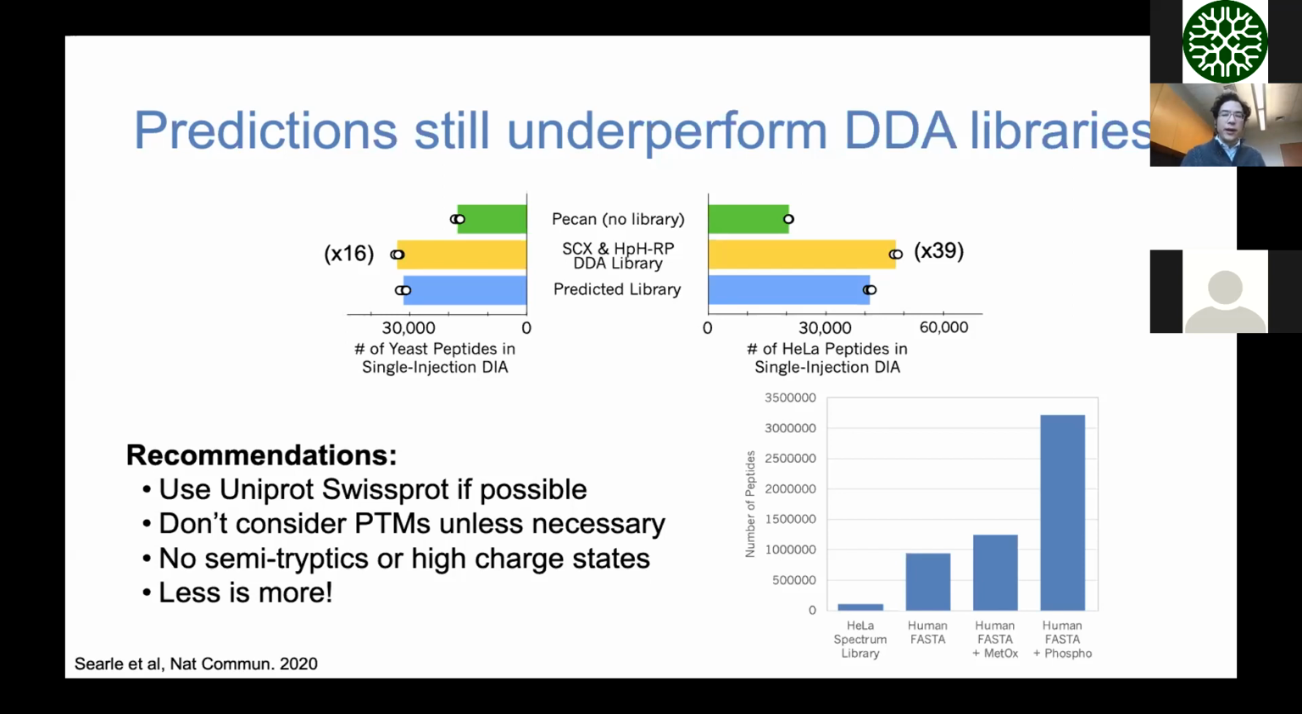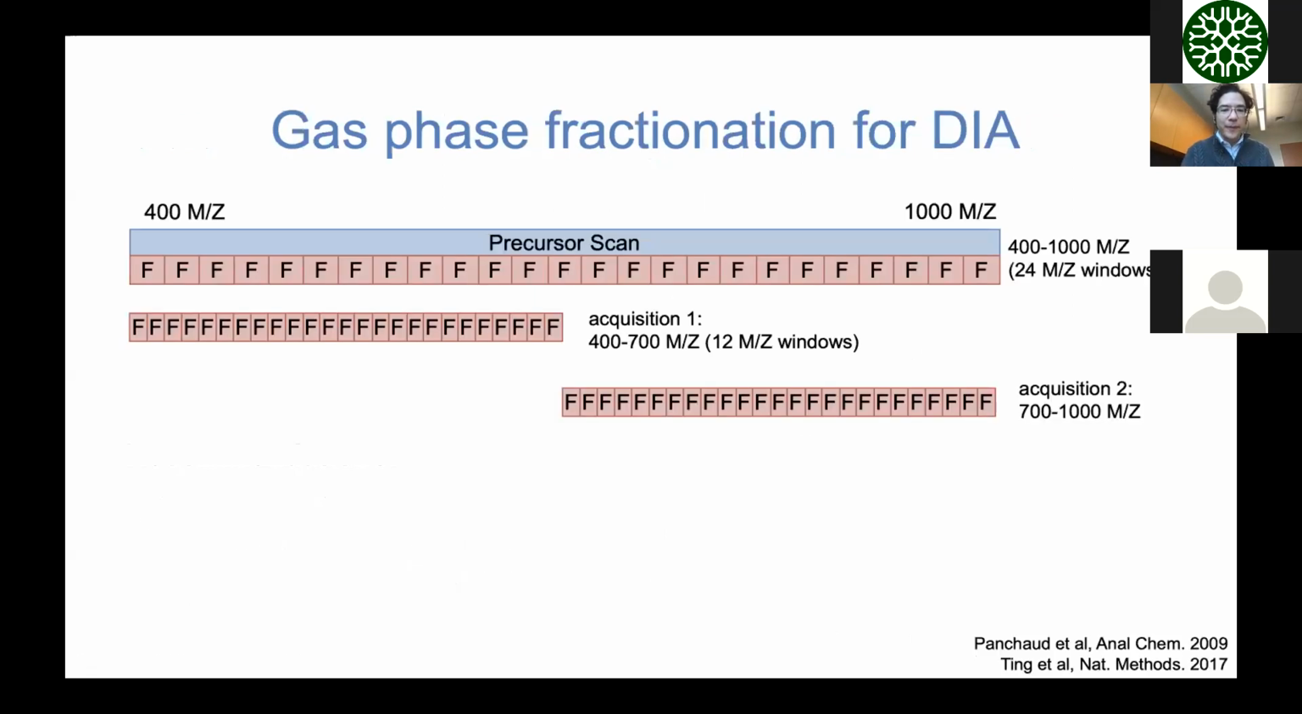So if you've done phospho enrichment, then you should look for phospho. But otherwise, you shouldn't look for phospho, for example, because phospho increases your search space by over 3 times. Again, you shouldn't look for semi-tryptic peptides or a higher charge space. In these cases, definitely less is more, and looking for just the canonical human proteins actually gives you the best results here.